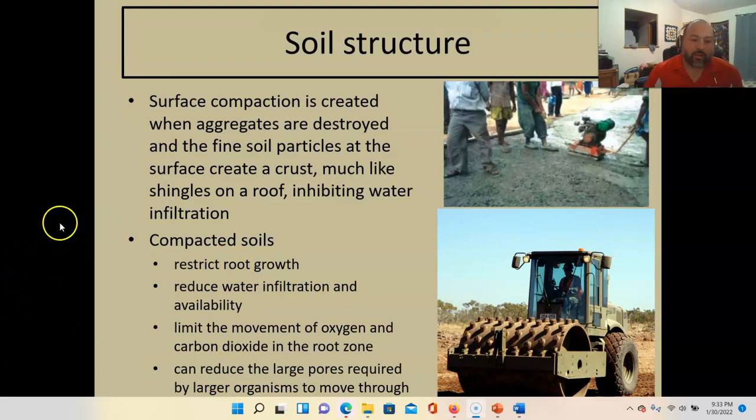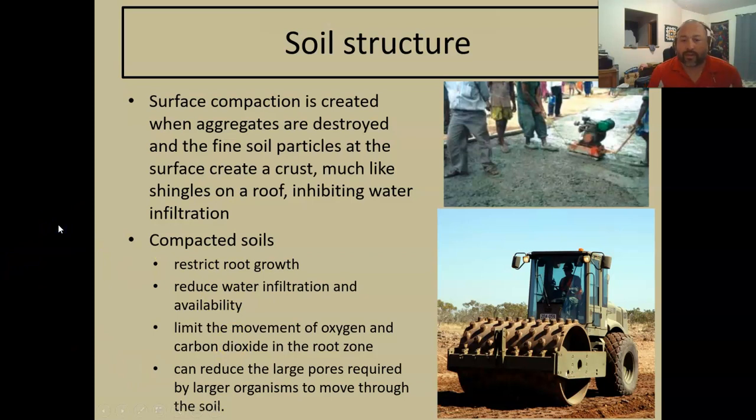Big concern with soil structure is surface compaction. Surface compaction happens when the aggregates are destroyed and the fine soil particles end up creating like a crust. The example they give is shingles on a roof. But the big thing for this is you get inhibited water infiltration, and you get compacted soils. So with compacted soils, roots aren't able to stretch out as much. They're restricted. You get reduced water infiltration, mobility, and availability. All those things are reduced with compaction.